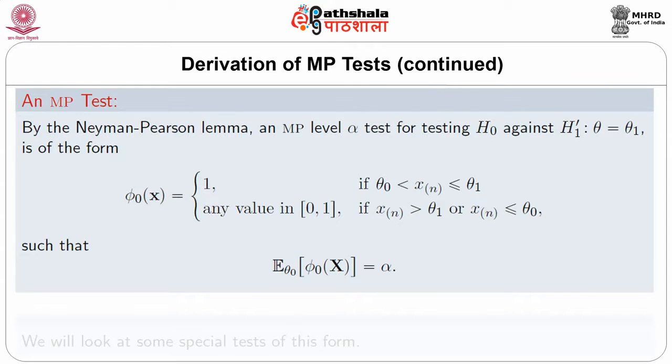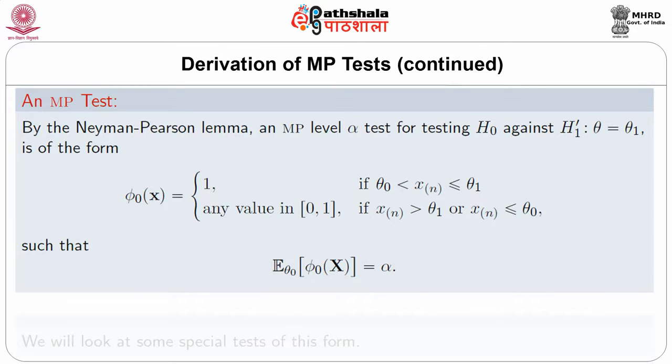Now, by the Neyman-Pearson lemma, a most powerful level alpha test for testing h naught against h1 prime theta equal to theta 1 is of the form phi naught x, that is, the probability of rejection of h naught when x is observed, x means x1, x2, ..., xn, and this is 1 if x order n lies between theta naught and theta 1, because we have already seen that here p theta 1 is greater than k p theta naught, and this region is equivalent to x order n lies between theta naught and theta 1. Therefore, here we must reject h naught.